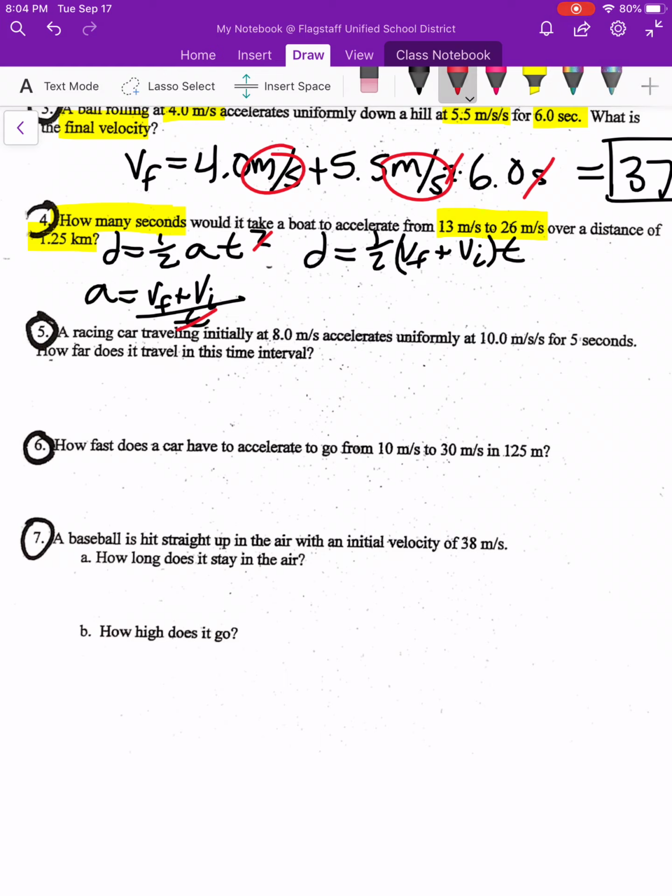So now we want to solve this equation for time, right? How many seconds? So we're going to work backwards, or we're going to use our algebra, and we hopefully should get to the equation. Oh, I'm still in red. Let's redo that. Time is equal to 2D over V final plus V initial, right?